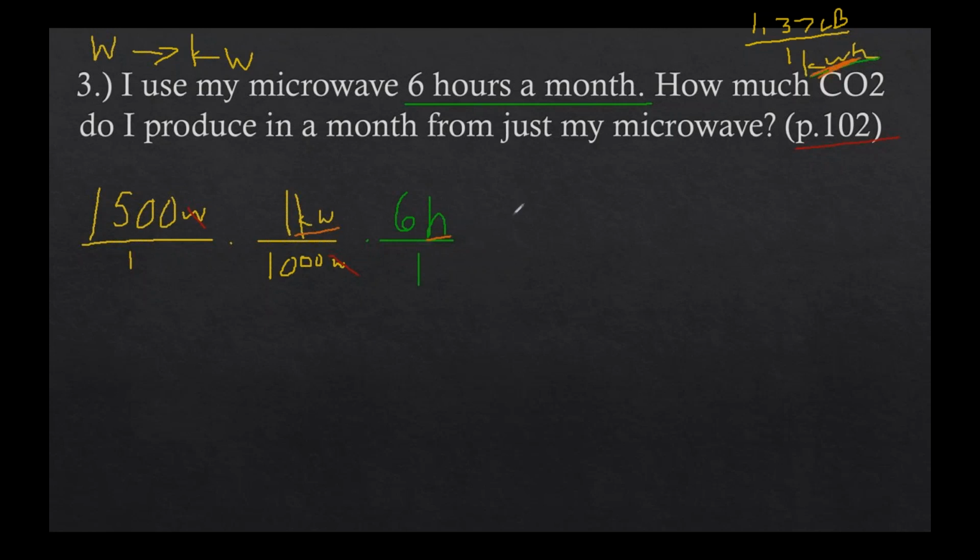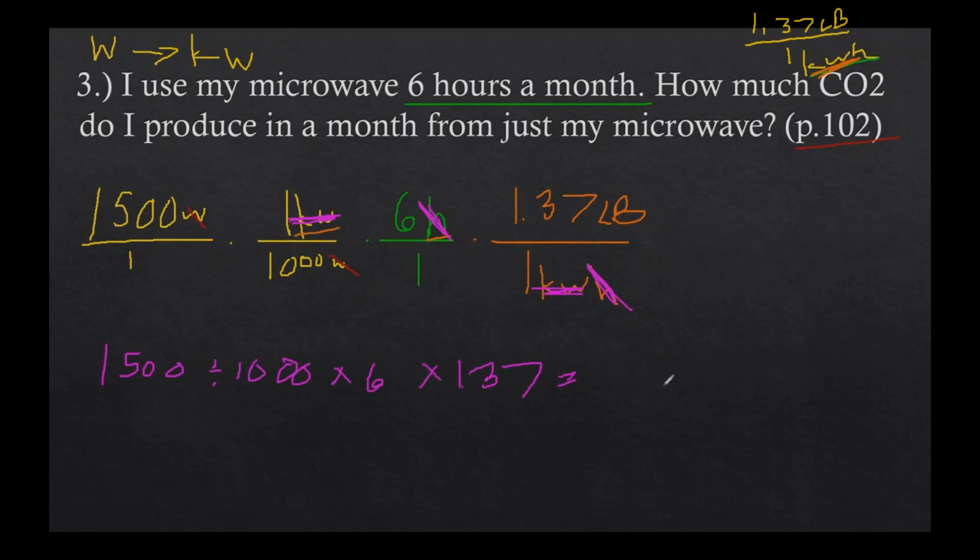Once I have kWh in the numerator, then I can use my 1.37 pounds of carbon dioxide is comparable to 1 kilowatt hour. So again, just like in sections 10 and 11, we're letting our label guide us. These kilowatts will cancel out with these kilowatts, and these hours cancel out with these hours. So it's all about canceling our labels numerator to denominator. And then we're ready to do the math. So 1,500 divided by 1,000 times 6 times 1.37. How many pounds of CO2 does our microwave produce in a month?